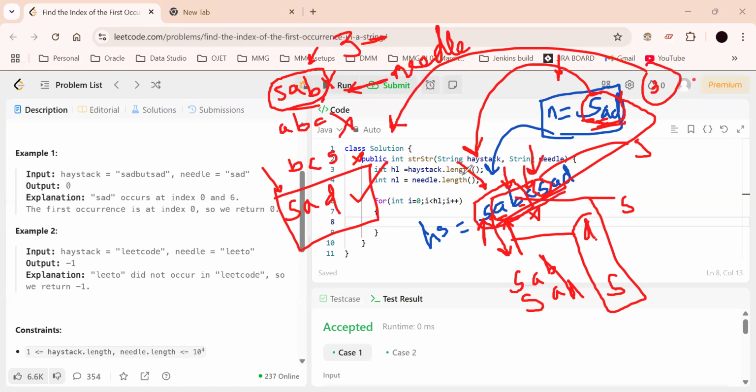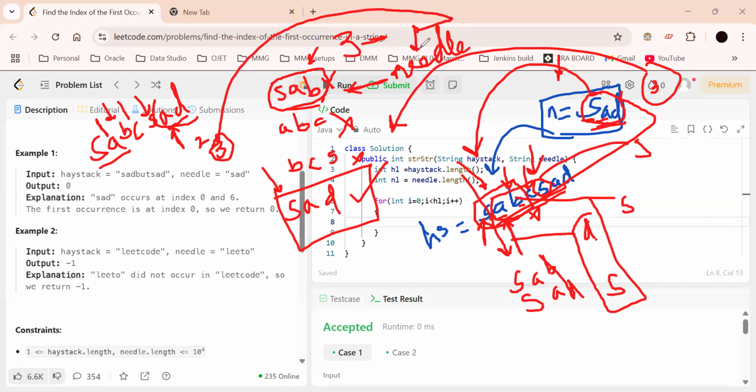So that's all. If you observe, let's take the string again: S, A, B, C, S, A, D. I have a substring at S. I have a substring at A. I have a substring at B. I have a substring at C. I have a substring at S. Do I have a substring at A? I don't. Why don't I have a substring at A, D, and all? Because I have only 2 characters, but I need 3 characters to form a substring. How did I get this 3? This is the length of the needle.